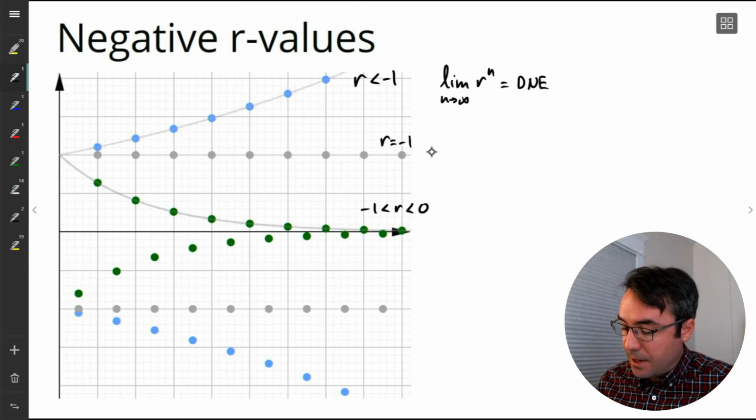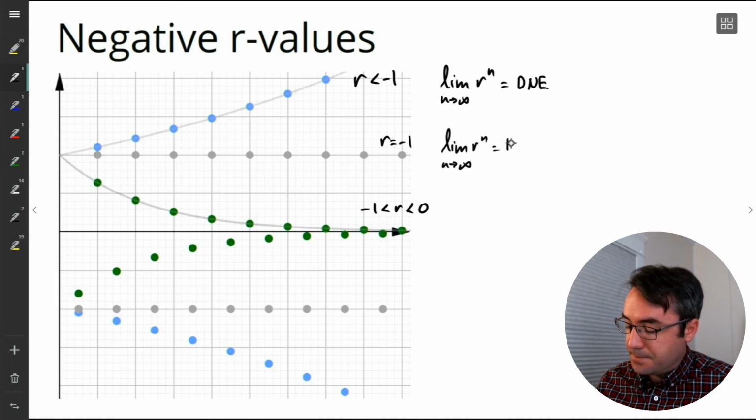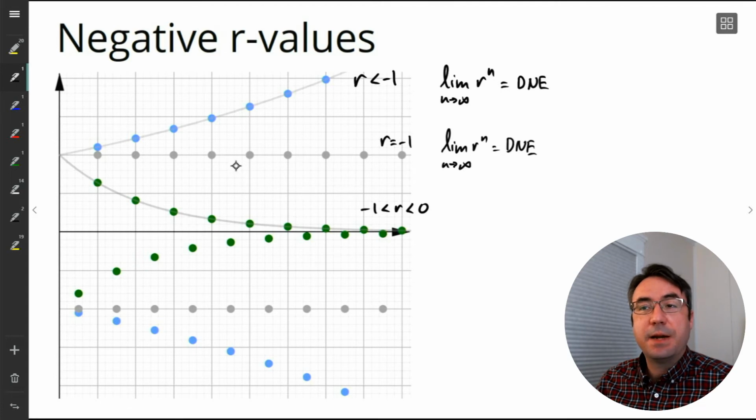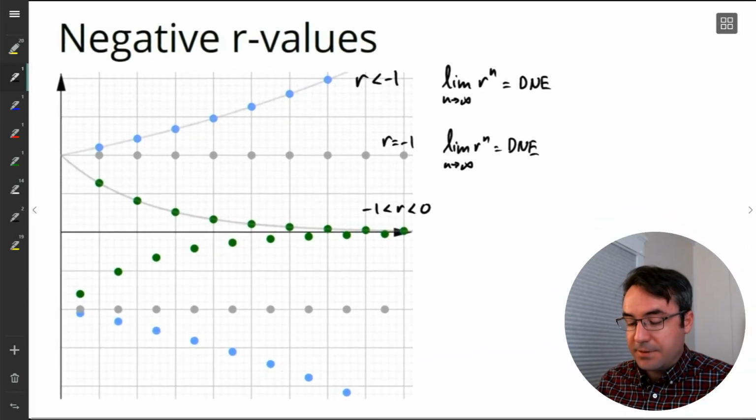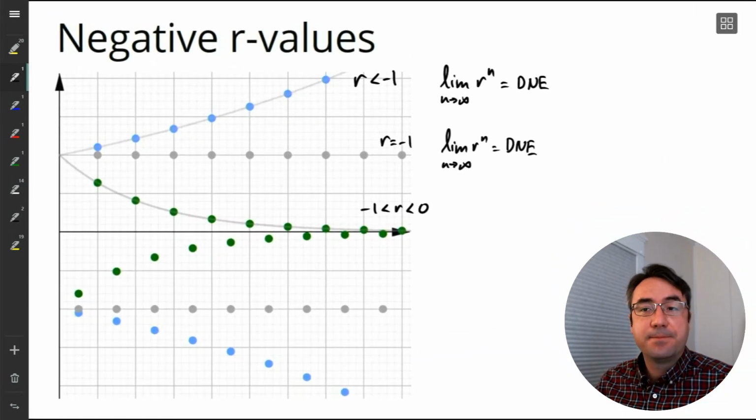And so in the case when r is equal to -1, the limit of our sequence does not exist. It's divergent. Our sequence diverges because, again, it's just bouncing back and forth between these positive and negative values, and they're not shrinking down to anything specific.